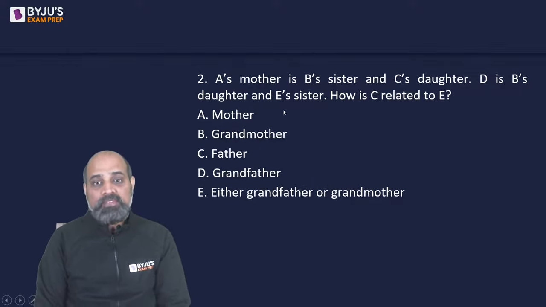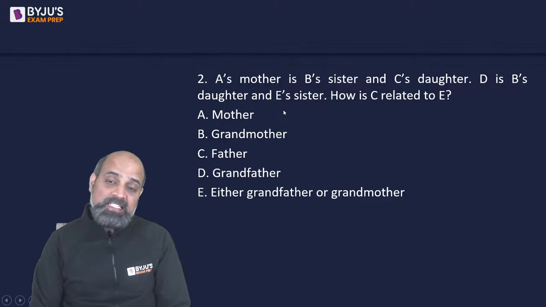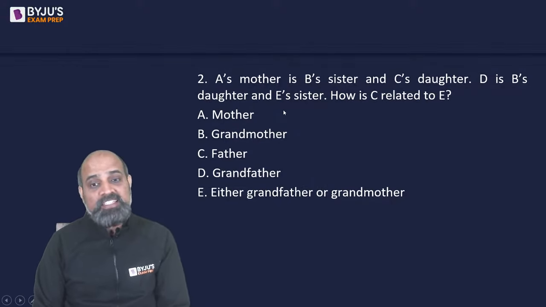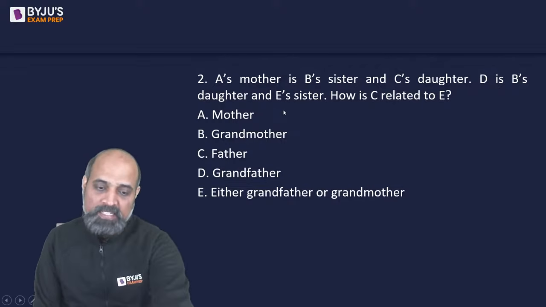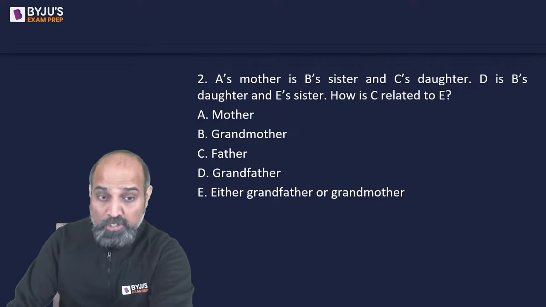Second, A's mother is B's sister and C's daughter. D is B's daughter and E's sister. How is C related to E? Let's see how many of you can solve it quick.